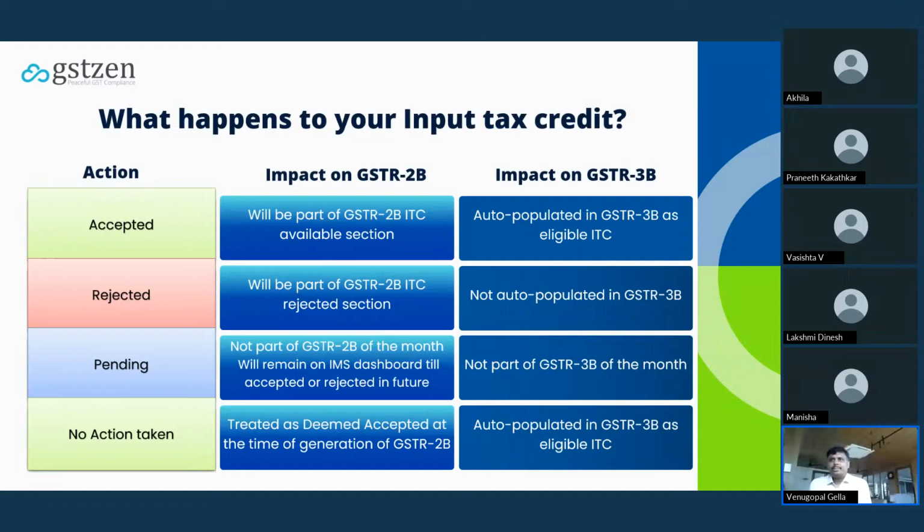You have to compute and do the reversal. So that means you will report this credit in 4A5. Later, you will decide the eligibility and put it into 4B1, 4B2. If you mark it as rejected, the red color one, it will be part of GSTR-2B as rejected credits, and it will not be populated in GSTR-3B. If you're keeping it as pending, it will not travel to 2B. It will still be there in the IMS dashboard till you accept or reject in the future. So in the current month, it cannot be part of your GSTR-3B.